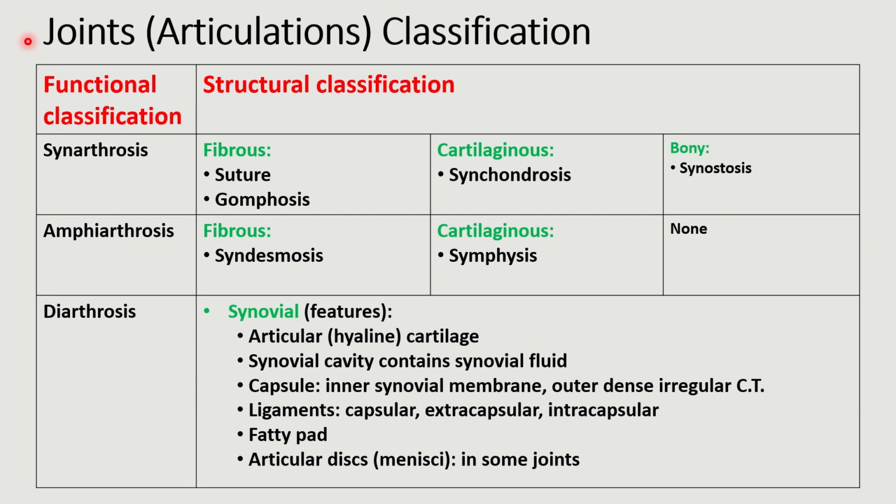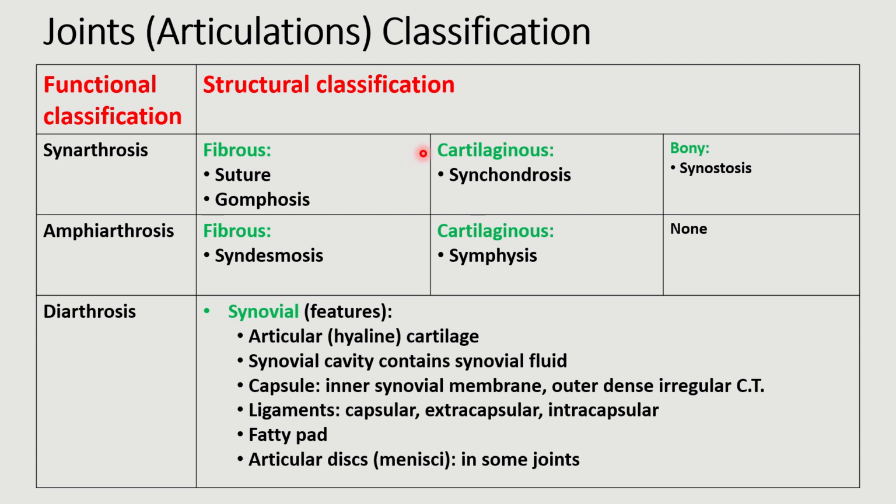This is the classification of joints. So this is the functional classification and structural classification. Based on the movement, you have synarthrosis, which means there is no movement, amphiarthrosis, some movements, and diarthrosis, a lot of movements. But again, each one is divided into subcategories based on histological features. So synarthrosis is divided into 3 different parts.